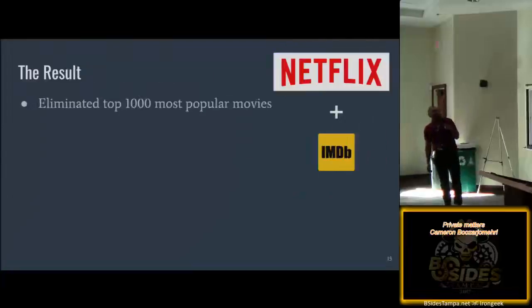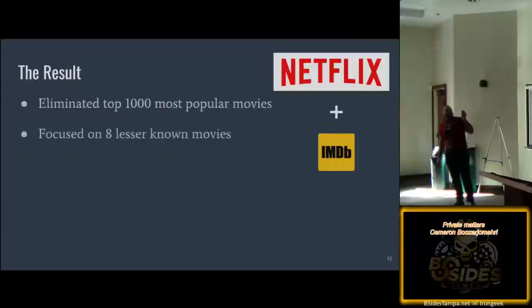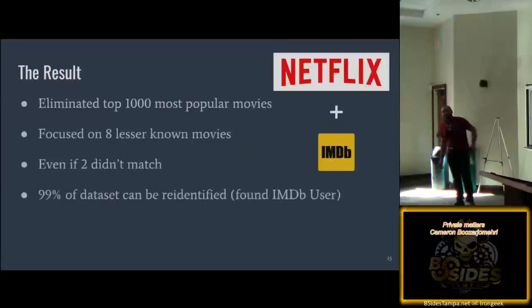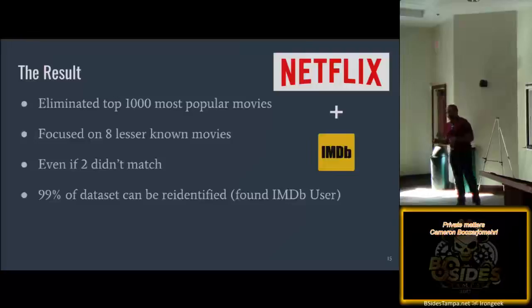What they found was that if you eliminate, and they do this in three ranges, but the most significant is eliminating the 1,000 most popular movies. If you ignore those, look at all the other movies that these people are looking at. If you have 8 lesser-known movies, even with 2 of them being completely incorrect, they were able to re-identify 99% of the data set. What that means is they identified people in IMDb that they had a very high confidence were in the Netflix data set. And again, this is just usernames, but still, the implications are significant.